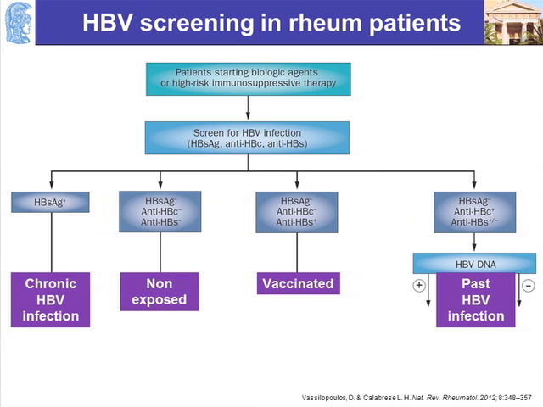This is a review we wrote with Len last year. You just do the serology. You do the surface antigen, anti-core, and anti-S. As I said before, if you have the surface antigen, this is a chronic infection. If everything is negative, you have to discuss vaccination. And the ones who have the anti-S had been vaccinated in the past. And we will discuss what to do with the past HBV infection.